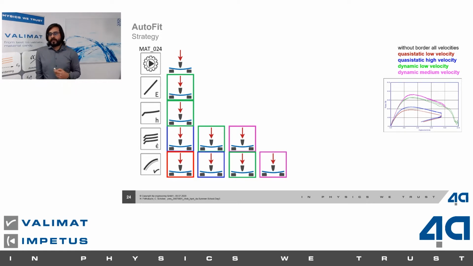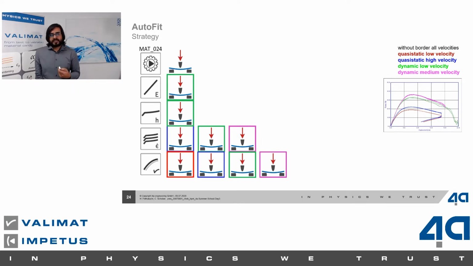So before we begin with the Autofit process, the first definition is to define our optimization strategy. How do we plan on getting to the material card? So basically here we follow a stepwise approach. First we determine the elastic modulus, then the hardening curve, then the strain rate dependency, then we validate it based on all the given test data.